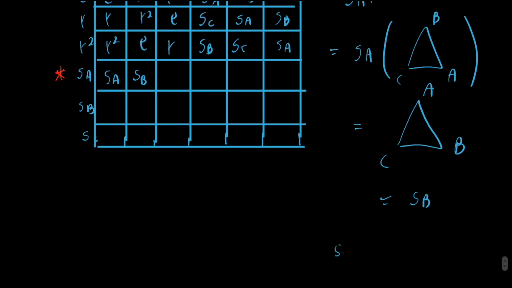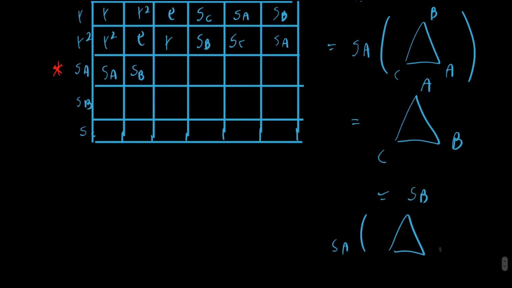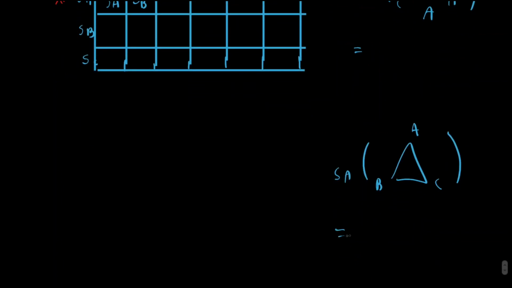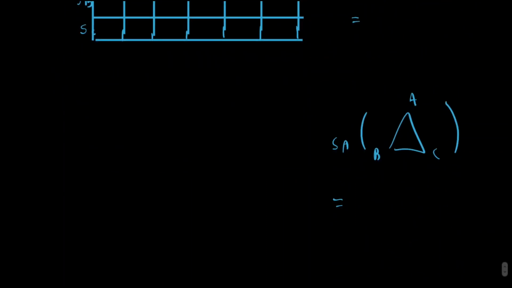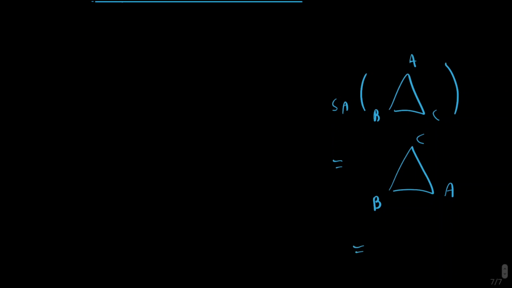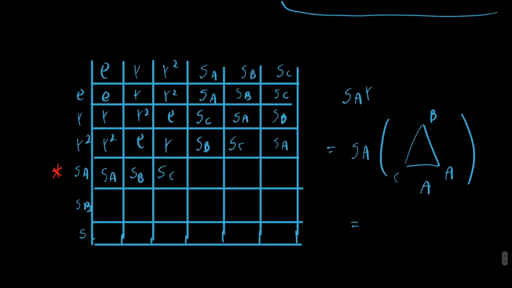Now let's multiply SA with the triangle rotated 240 degrees counterclockwise. So this will just be A, B, C, like this. And now reflecting around A, which is actually B in this case, we will get B, C, A. But notice that this is just SC, so this is the result of this multiplication, SC.